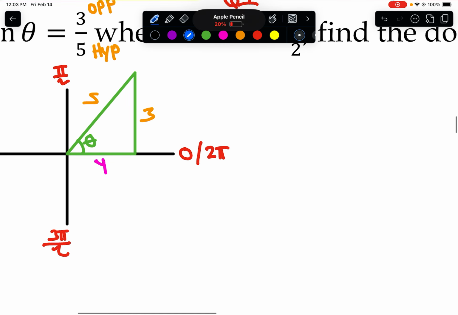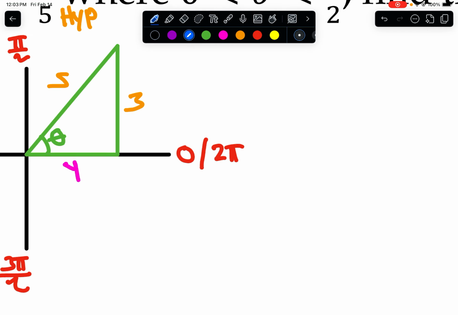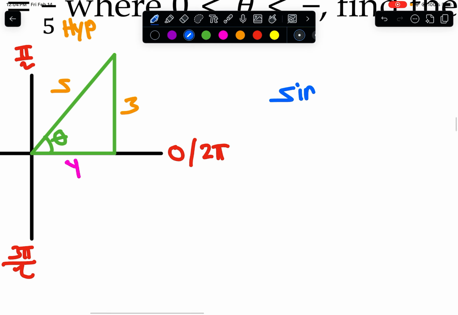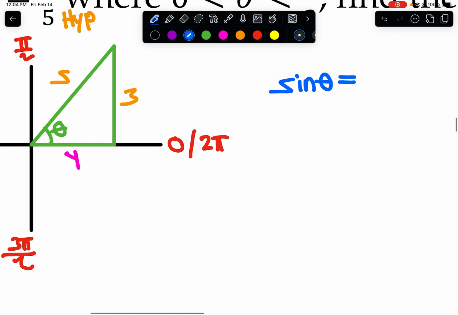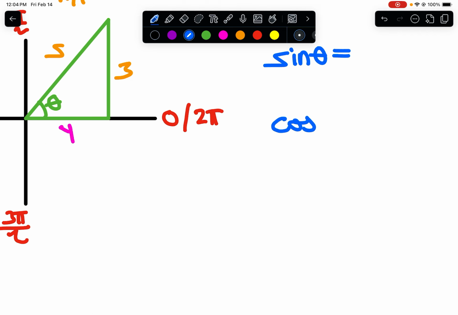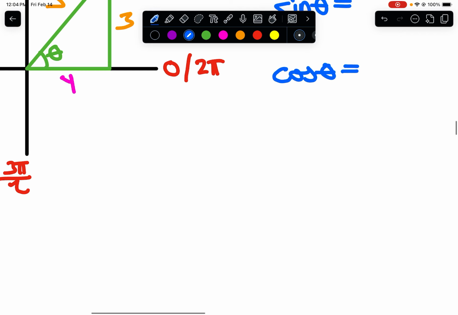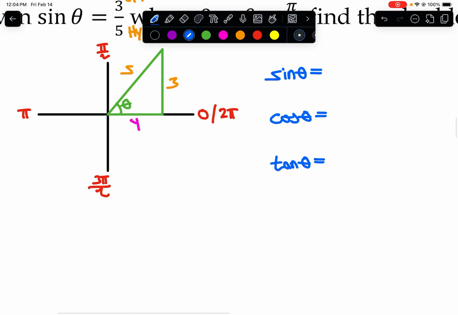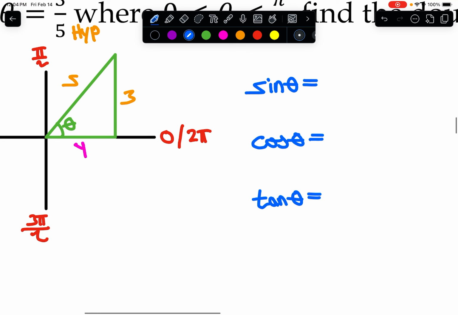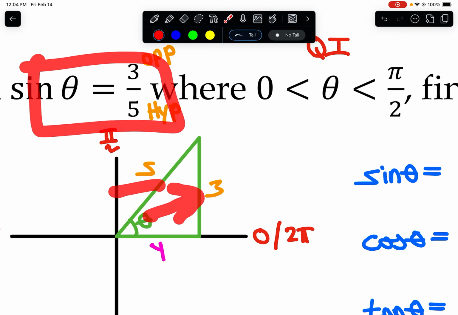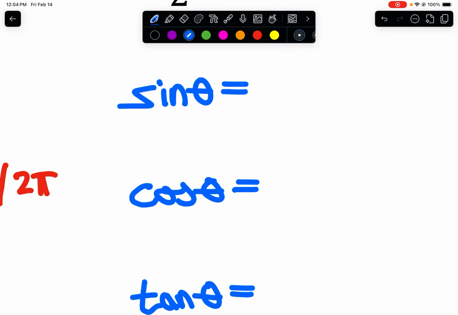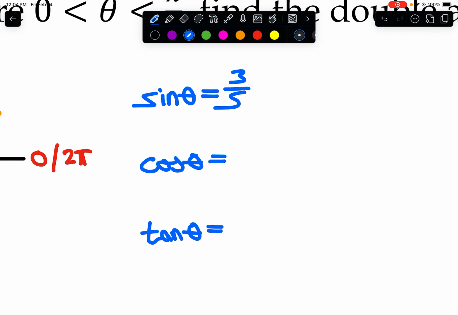From this setup, I'm now going to find all of my ratios, meaning my sine, cosine, and tangent ratios. Then I'm going to use these ratios to help me find the double angle values. Based on my diagram, sine of theta is the opposite over the hypotenuse, which is 3/5, which they also give us. So it's consistent, we're good.